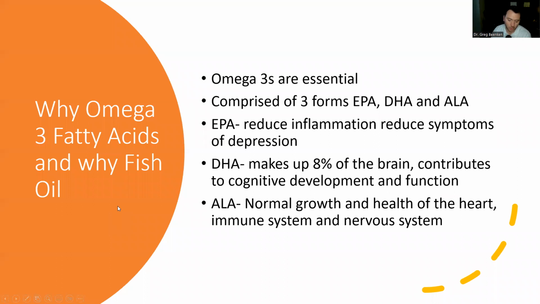So why omega-3s? Well, they're again comprised of 3 forms: EPA, DHA, and ALA. EPA and DHA are going to be the big 2. They're commonly seen in just about every type of omega-3 fish oil. EPA reduces inflammation, which is good. That's absolutely important, and it's actually been connected to reducing symptoms of depression. Now, DHA makes up 8% of the brain. So now we're talking about cognitive development and function. That's why it's common to hear that fish is brain food.